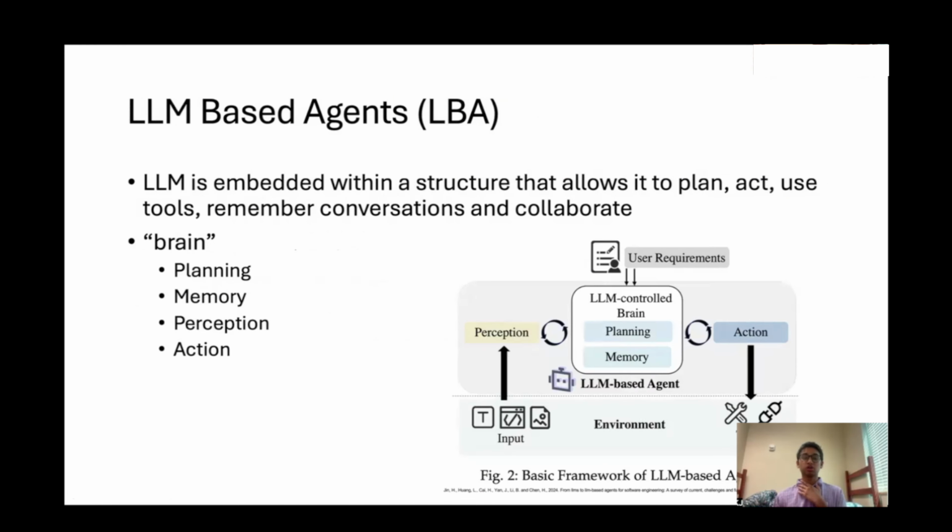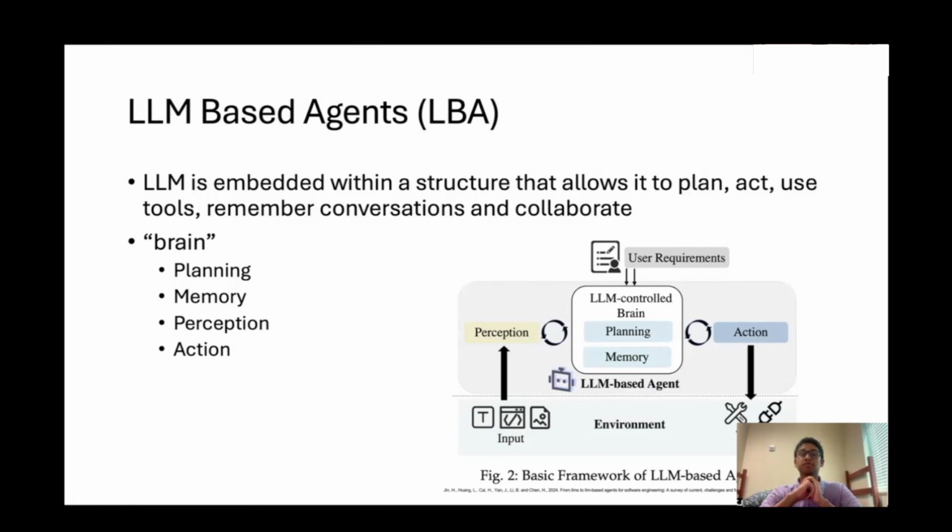So an LLM-based agent is where you give the LLM the ability to plan, act, use tools, and remember conversations. You can think of the LLM as being the brain, and it has a bunch of these things it can do to give a more accurate response.